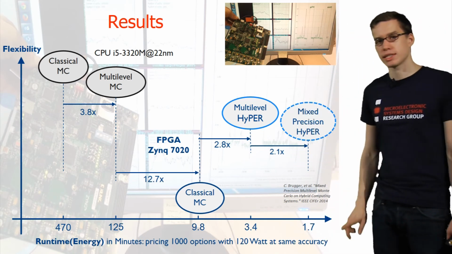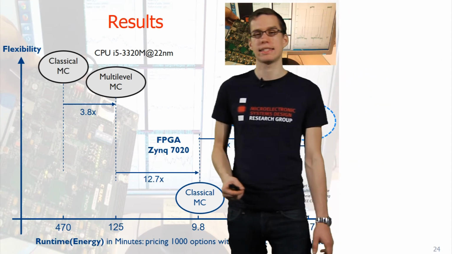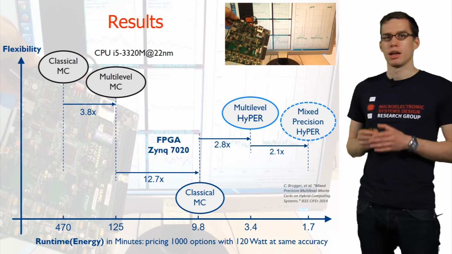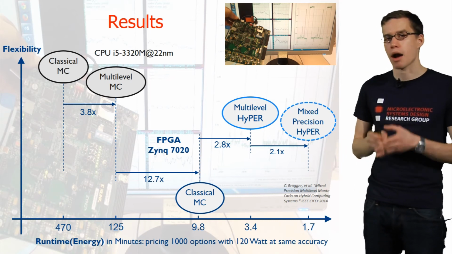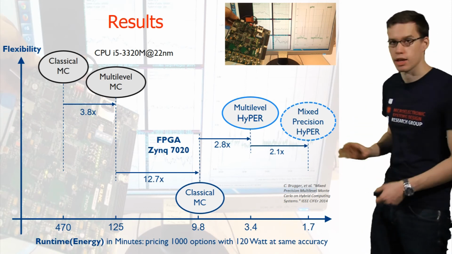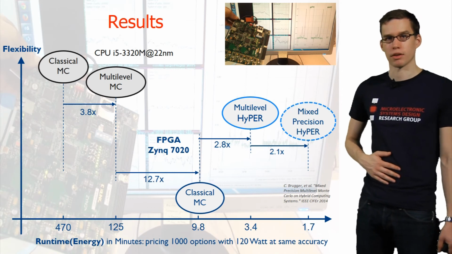And with all of that we are down to 1.7 minutes, which is a total of 280x speed up. So that really shows the power of using FPGAs in a very intelligent way. You get a 200x speed up in energy savings and also runtime savings.